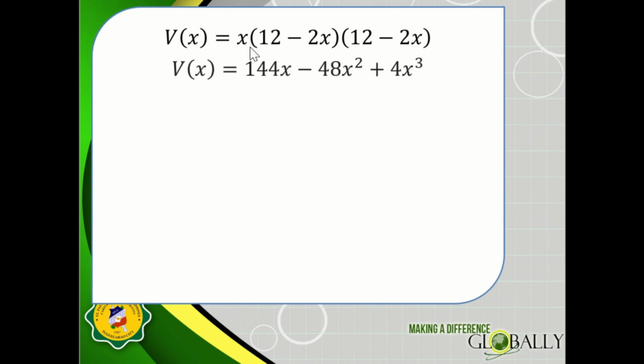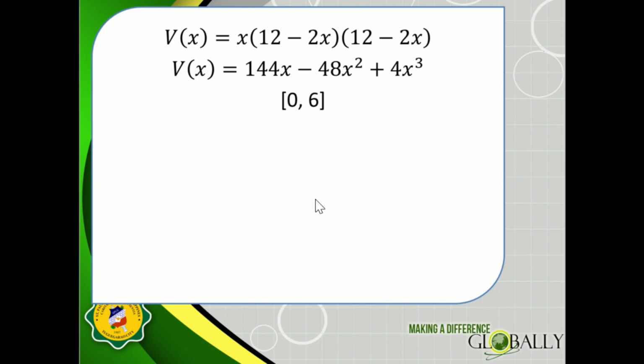So by multiplying, we obtain 144x minus 48x squared plus 4x cubed. Using this equation, if x is equal to 0, we get the value of V as 0. And if x is 6, the value of V is also 0. So the interval now is 0 to 6, because V is continuous on a closed interval.